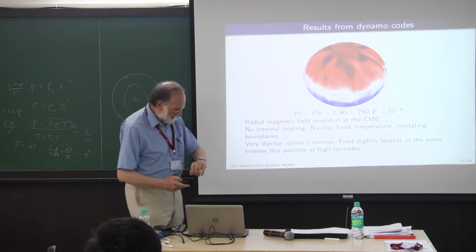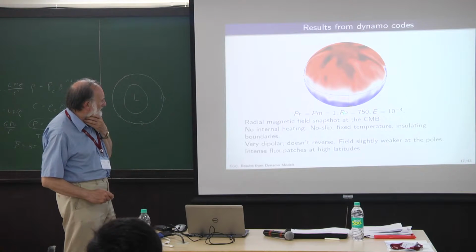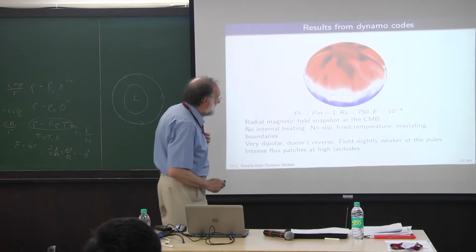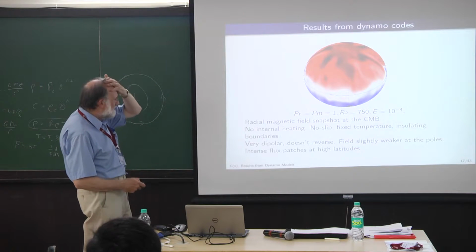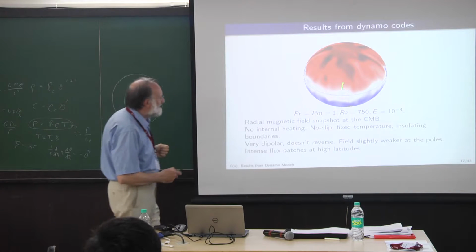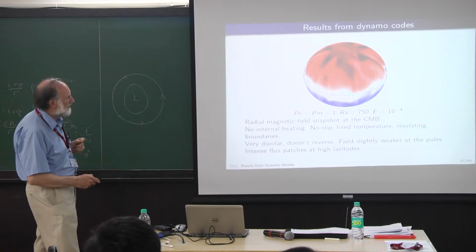So these are some results. I'll just go through these very quickly now. This is Prandtl number one. These are popular choices because it's somehow obvious. That would be a Rayleigh number, though it depends how you define it. Different people define it in slightly different ways. That's about 10 times critical, I think. And that's a moderate Ekman number, 10 to the minus 4.